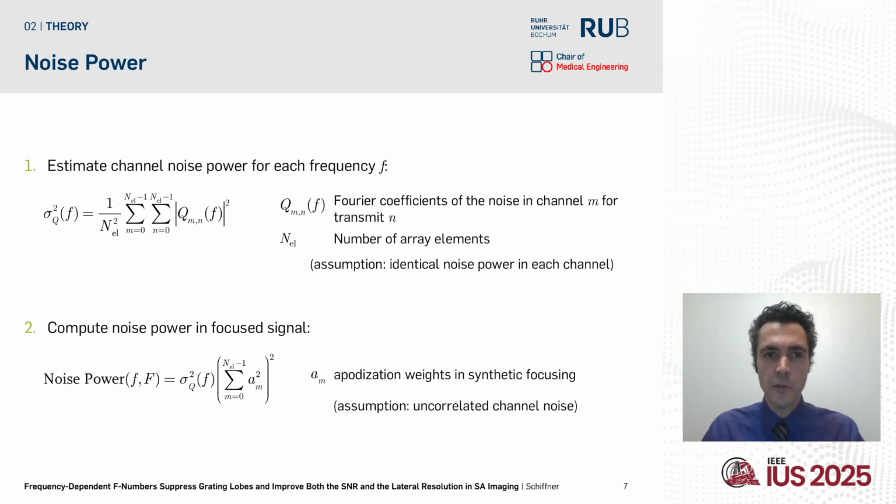To determine the effects of the noise on synthetic aperture imaging, the noise power in the focused signal was estimated. This estimate required the channel noise power, which was assumed to be equal in all channels. The channel noise power for each frequency was estimated as the average energy in the Fourier coefficients of the noise for all channels and all transmit events. The noise power in the focused signal, assuming the noise in separate channels to be uncorrelated, was proportional to the square of the energy in the apodization weights.